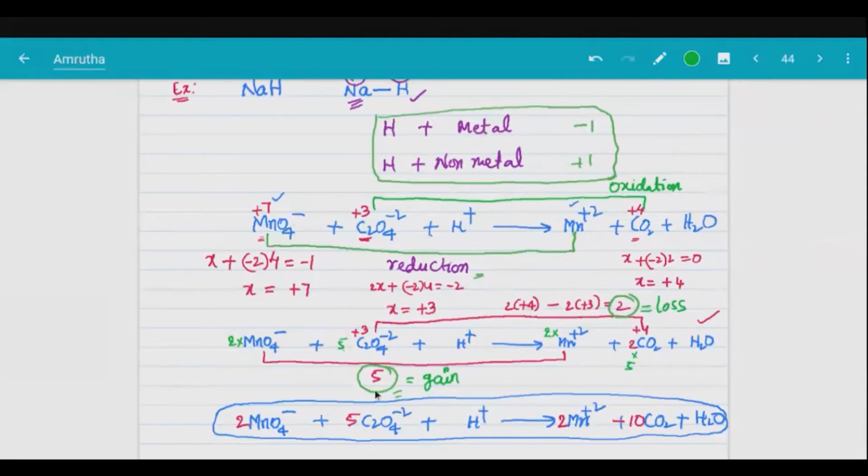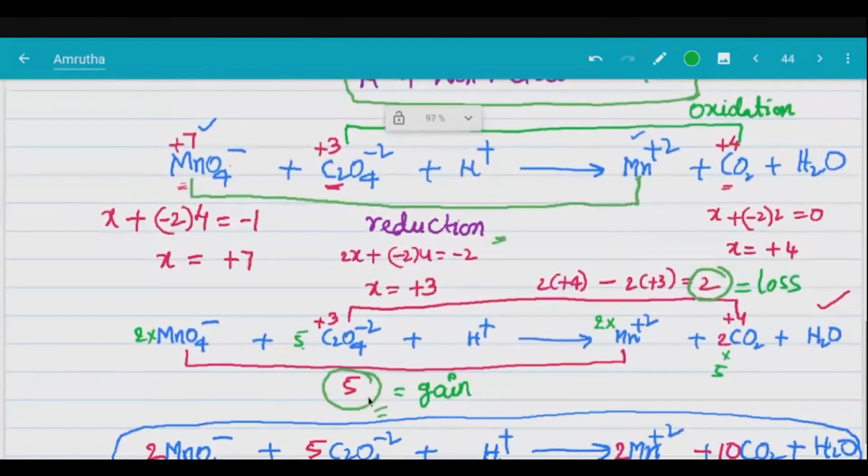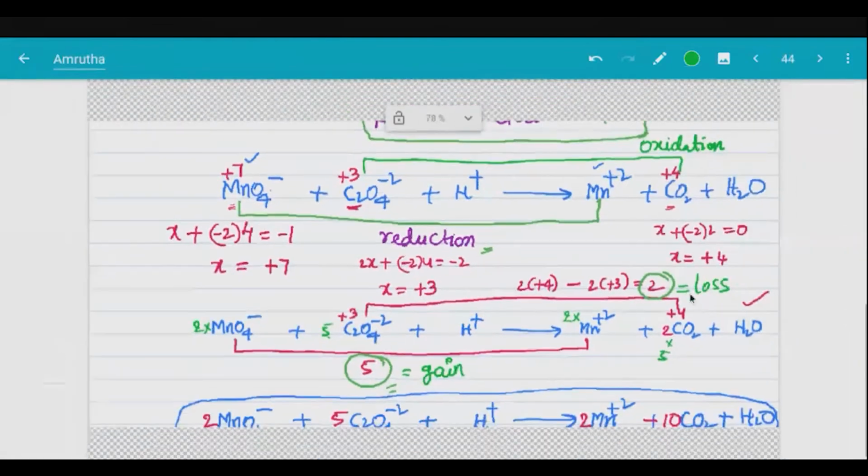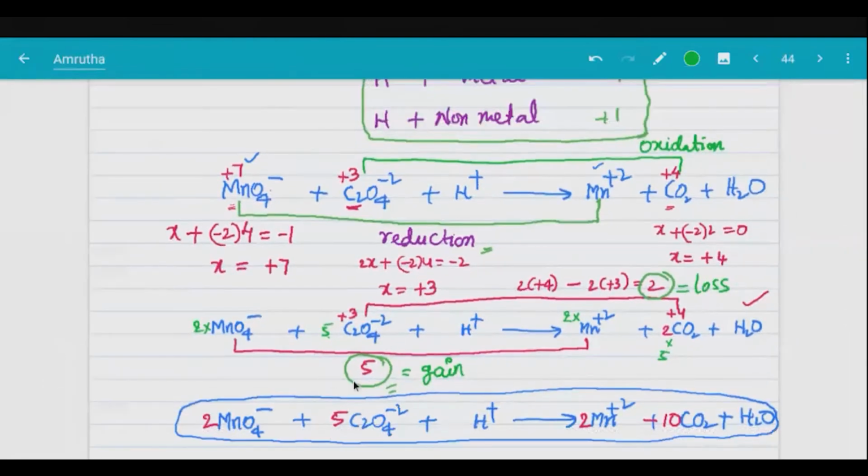Sir, what did we get here? 5 gain, 2 loss. So you just cross multiply. 5 electrons gain, you multiply this with oxidation. 2 electrons loss, multiply with reduction. So step by step, I'm going in detail, very slowly, because many questions can be framed on balancing redox reactions. It is that much important in chemistry. Okay, so cross multiplication is done.